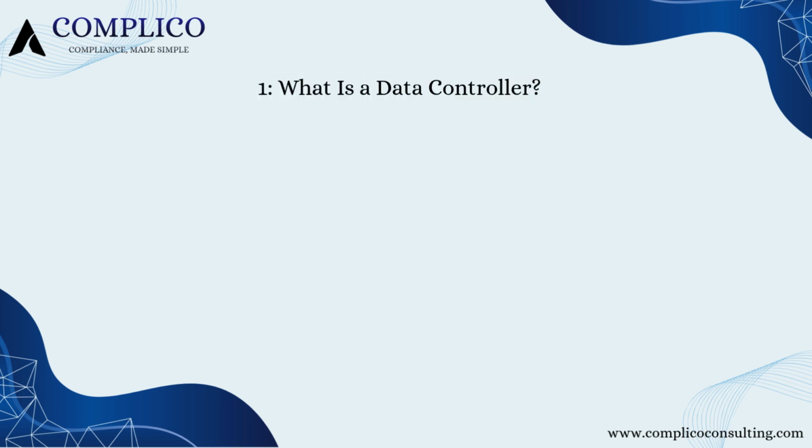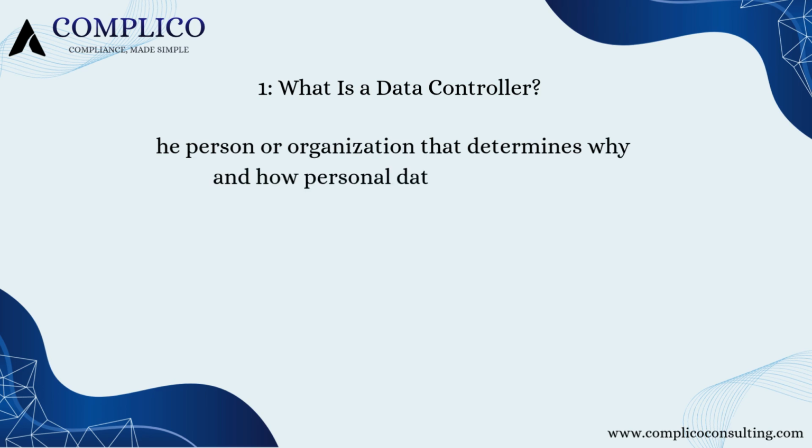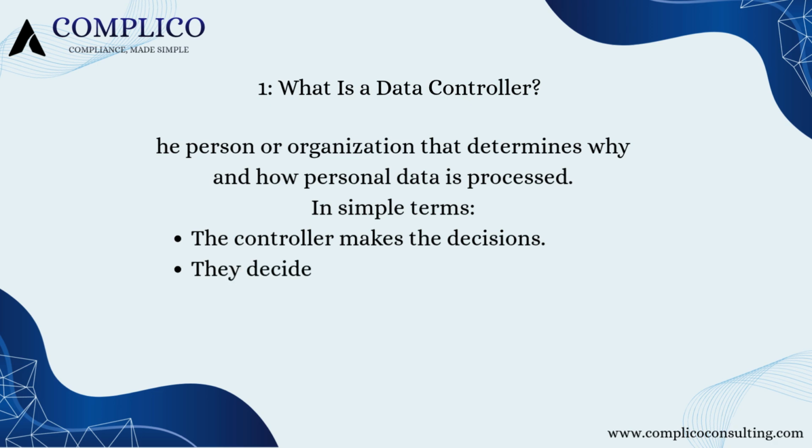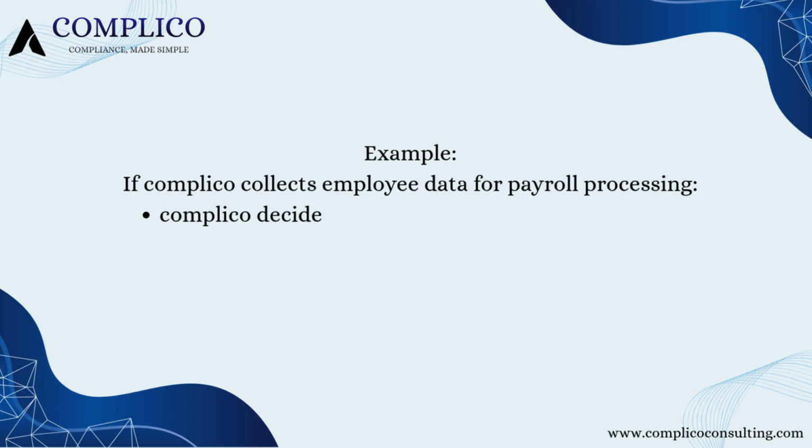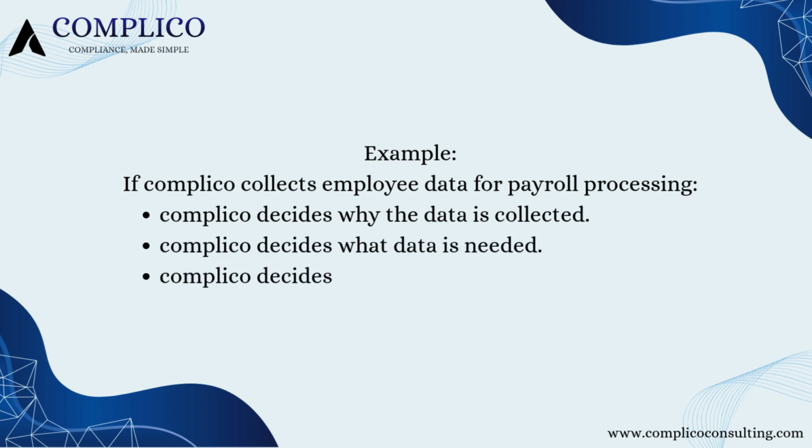What is a data controller? A person or organization that determines why and how personal data is processed. In simple terms, the controller makes the decisions. They decide the purpose and means of processing. Example: if Complico collects employee data for payroll processing, Complico decides why the data is collected. Complico decides what data is needed. Complico decides how long it is kept.